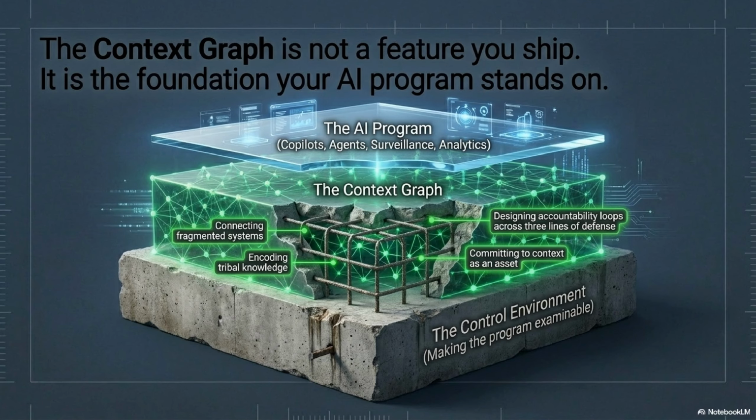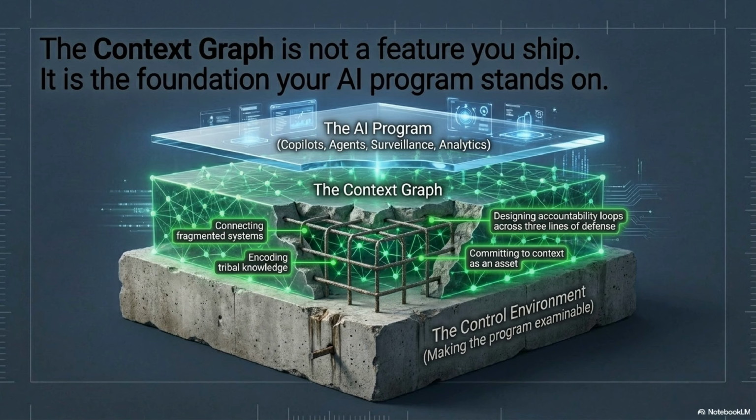So here's the closing argument. The context graph is not a feature you ship. It is the foundation your whole AI program stands on, and the control environment that makes that program examinable. It converts your most defensible asset, your validated understanding of how the institution actually works, into infrastructure that makes every AI investment safer and smarter than the last.